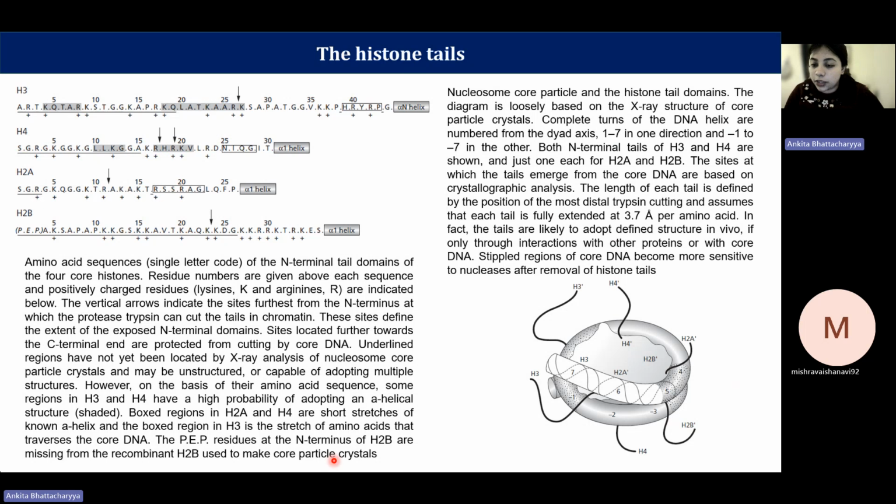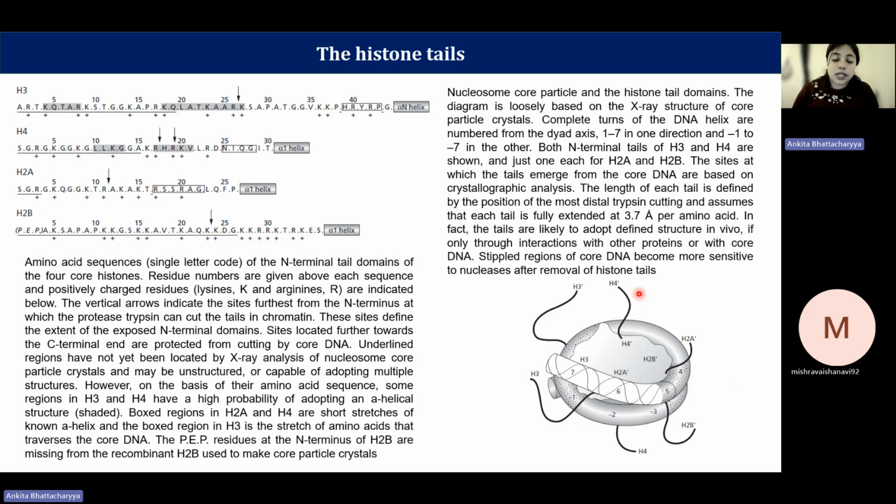So what you see here is not the end of the protein chain or the C-terminal end of the protein chain, it's the N-terminal end. So regions which are exposed are regions that can be cut by enzymes. Again, the same logic: anything which is open and accessible can be cut by enzymes.